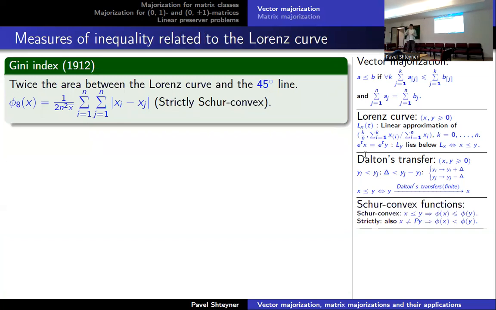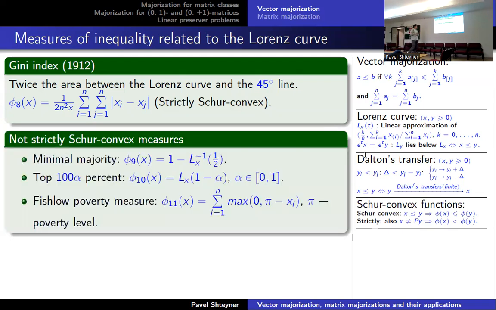The Lorenz curve can suggest several measures. For example, the famous Gini index is actually twice the area between the Lorenz curve and the 45-degree line. The following measures are not strictly Schur convex, but they are Schur convex. They are very interesting. The minimum majority, which comes from political science.